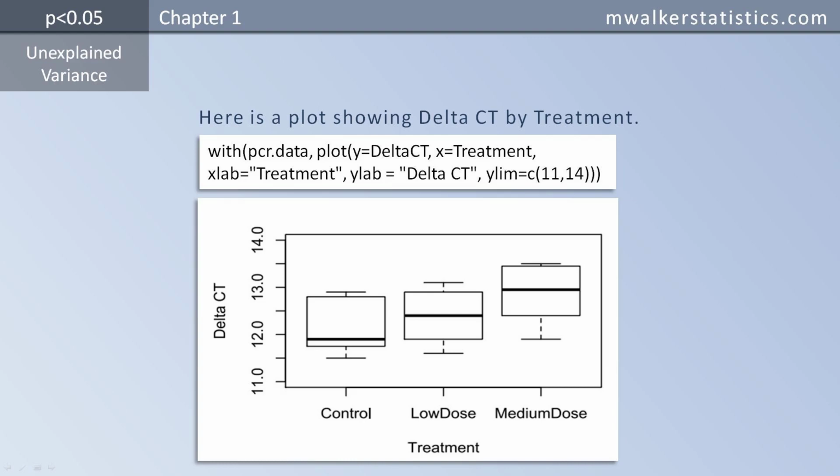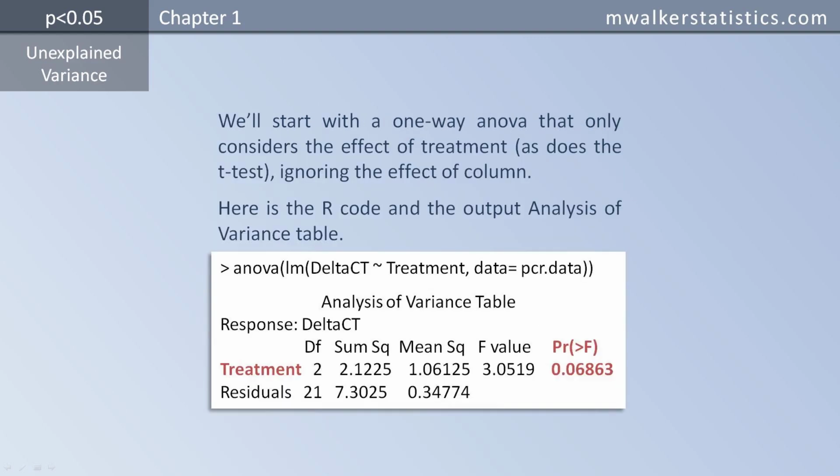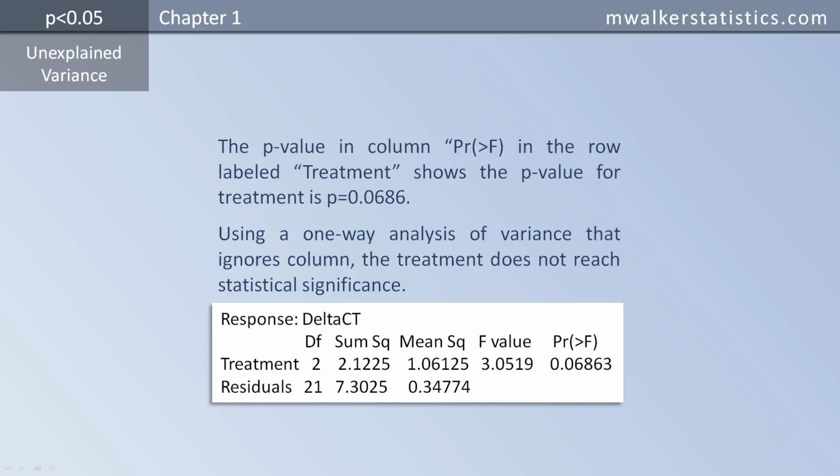Here is a plot showing delta CT by treatment. We'll start with a one-way ANOVA that only considers the effect of treatment, as does the t-test, ignoring the effect of column. Here is the R code and the output analysis of variance table. The p-value in column, PR, more than F in the row labeled treatment, gives the p-value for treatment, p equals 0.0686. Using a one-way analysis of variance that ignores column, the treatment does not reach statistical significance.